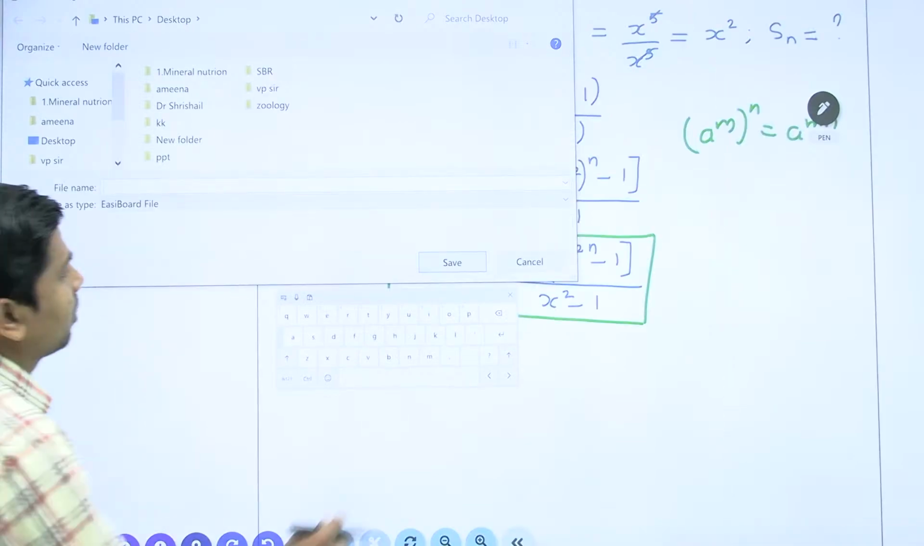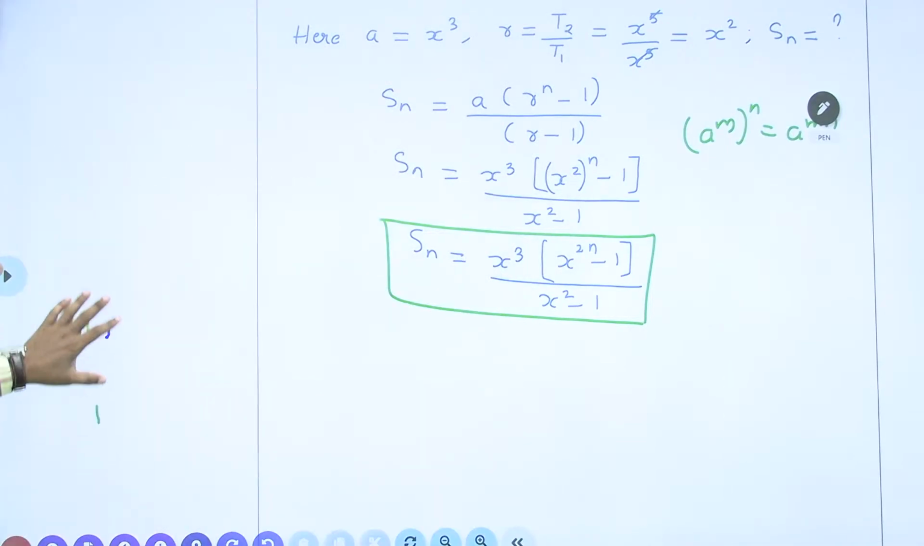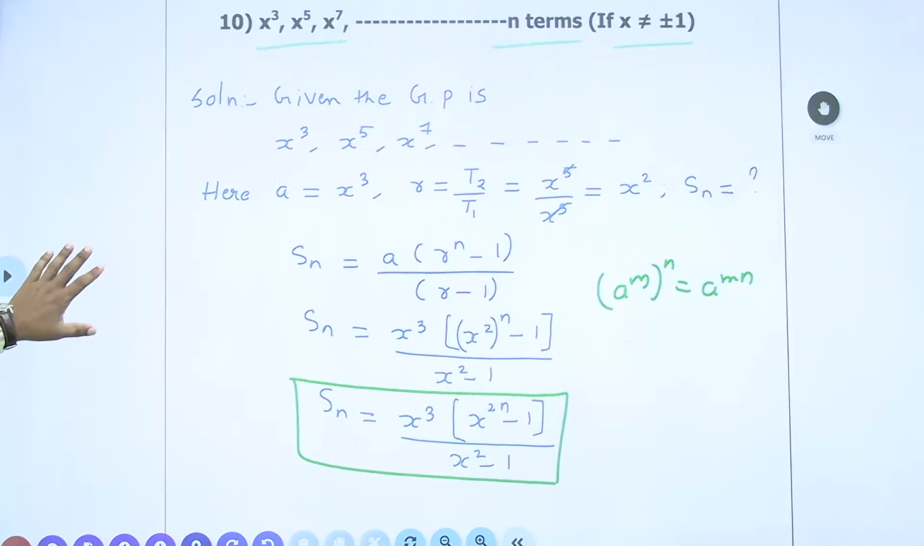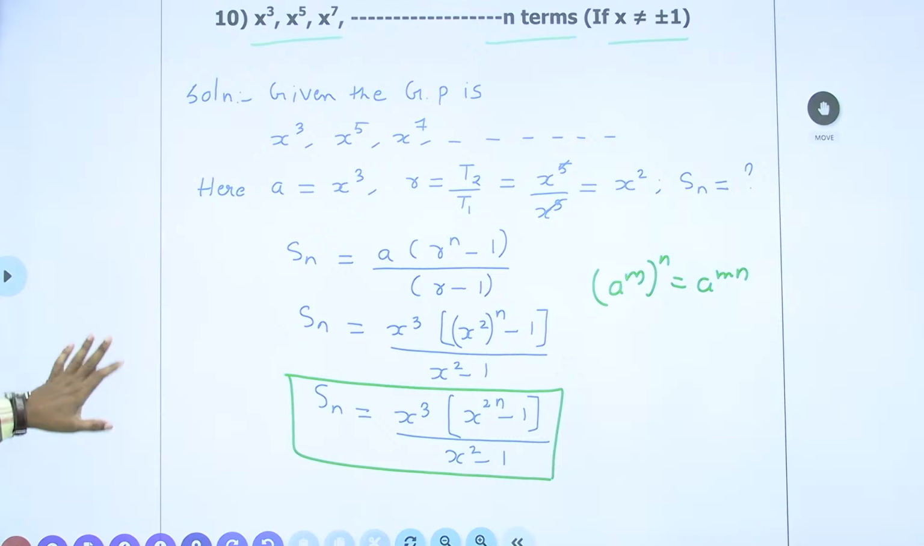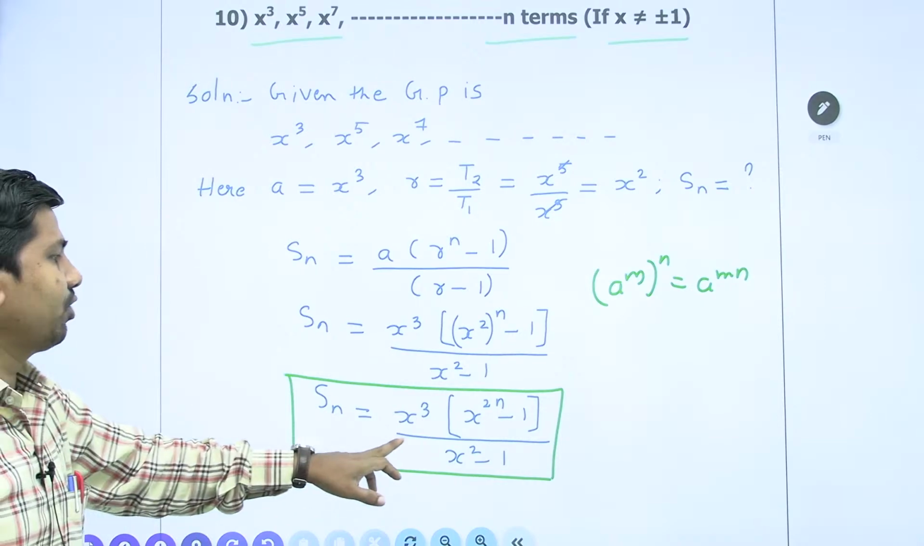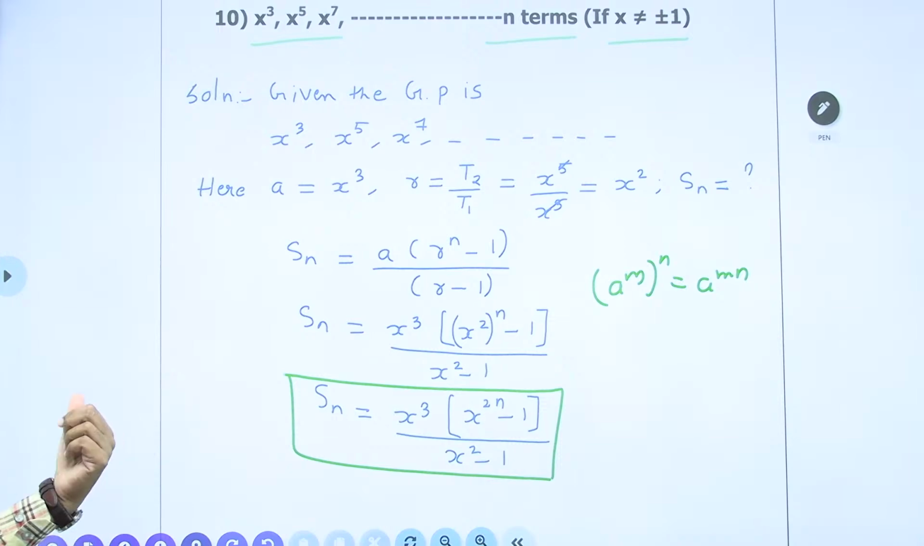This is the sum of the nth term for the given particular question, x cube, x power 5, x power 7 up to so on, up to n terms. So Sn is x cube into x power 2n minus 1 by x square minus 1. So this was for the 10th question.